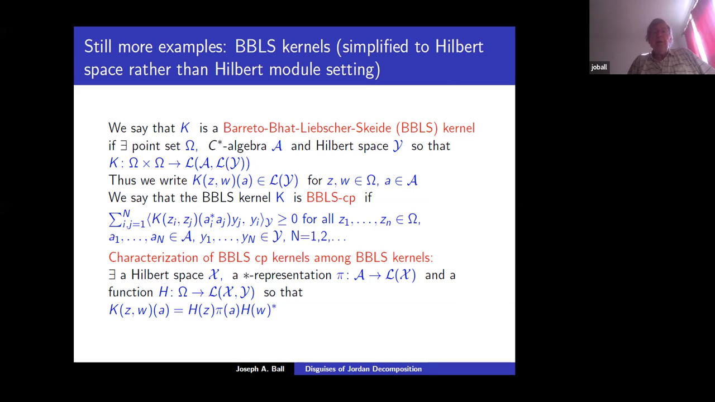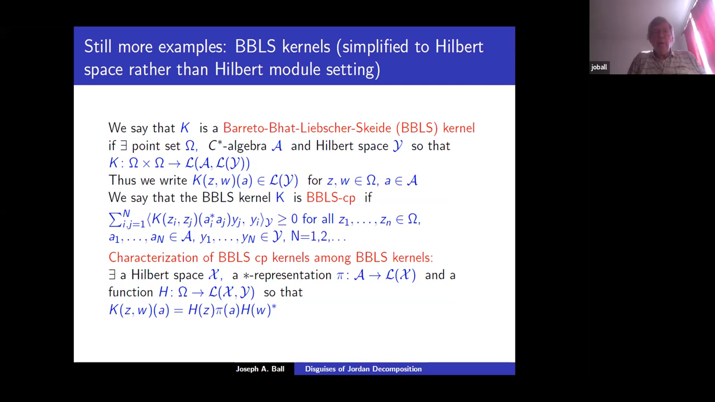And then they introduced the notion of completely positive. It is what we had before, but the A's enter in this additional argument. So there are reasons why they did this. But this is an intermediate version of more complicated things to come. So you test this condition for all z's in omega, all A's in our C star algebra A, all vectors in our Hilbert space Y.